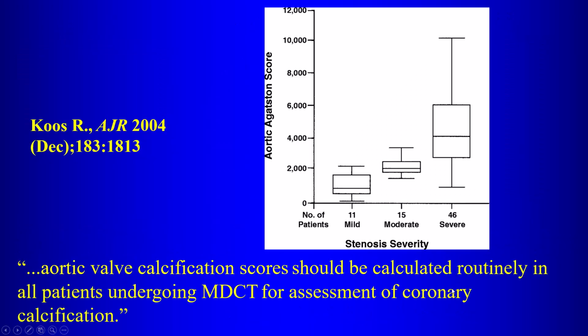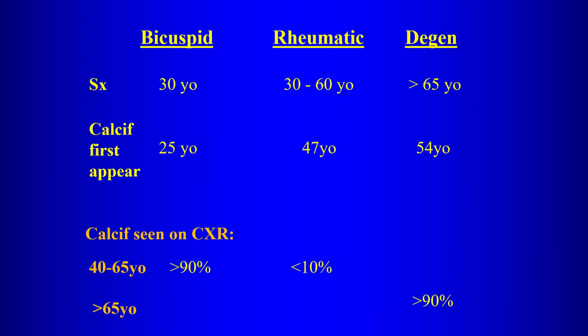And this study demonstrates that you can actually score the calcification of the aortic valve, just like we score calcifications of the coronary arteries, and the higher the amount of calcium, that tends to correlate with more severe aortic valvular stenosis. So in terms of when we see these calcifications and when the patients become symptomatic, with a bicuspid aortic valve, if the patient has aortic valvular stenosis, they may become symptomatic at about 30 years of age. The calcifications might be seen slightly younger.